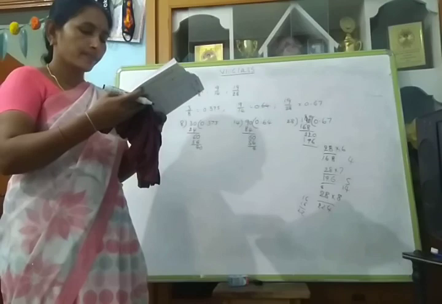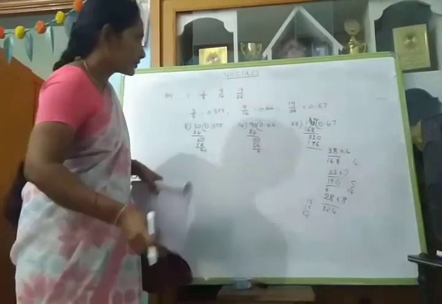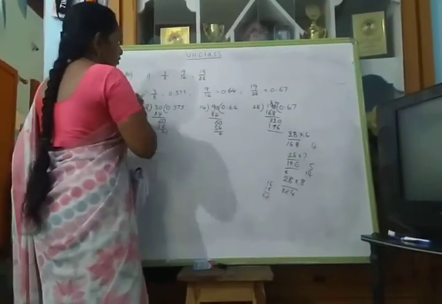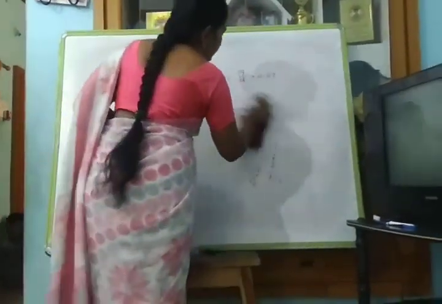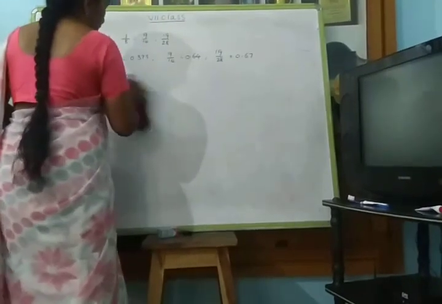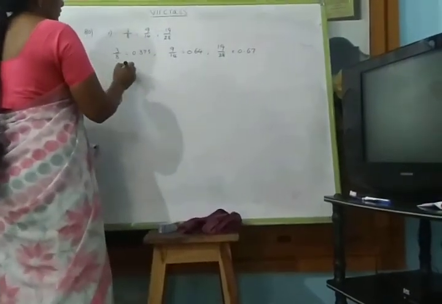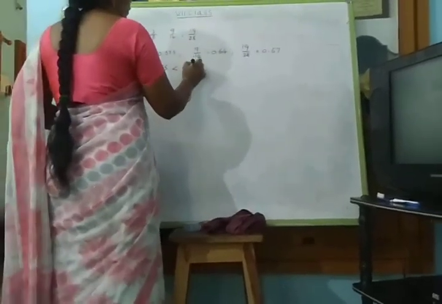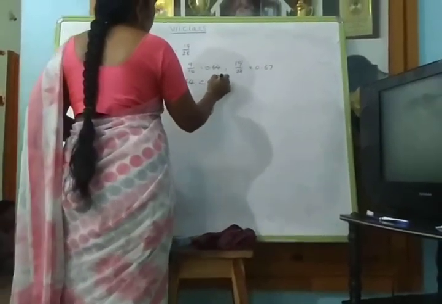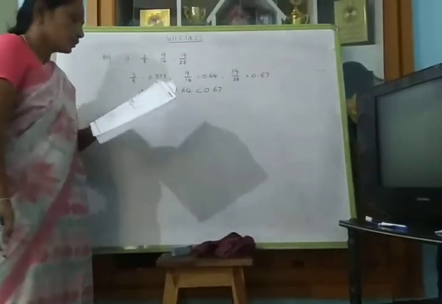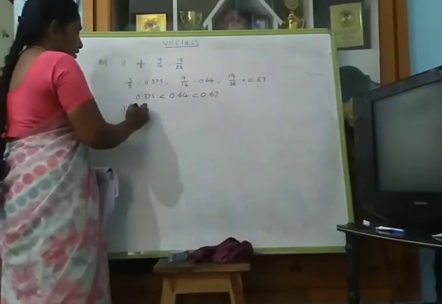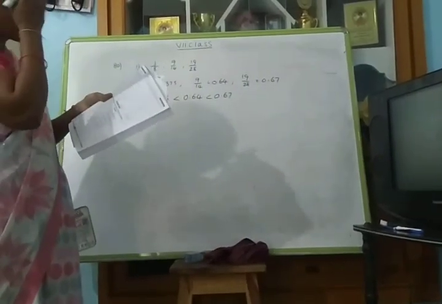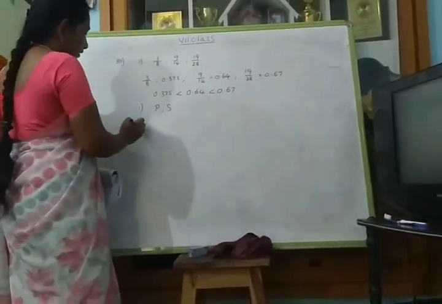Ascending order is compared by the less than sign. We write this in ascending order: 0.375 is less than 0.64 is less than 0.67. So for the first one, options P and S.